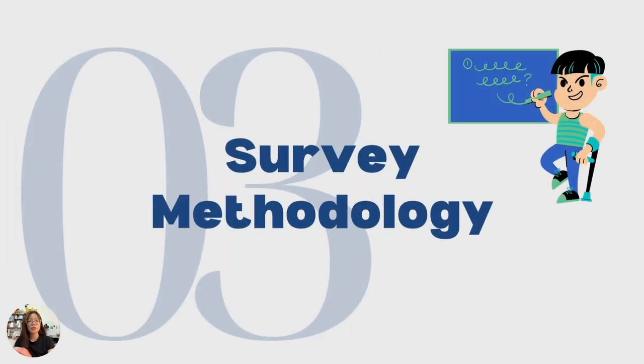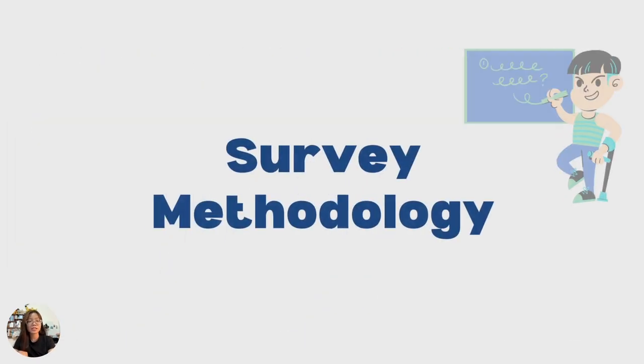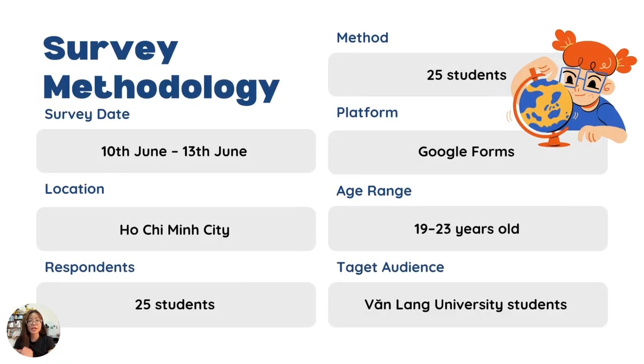And now we move on to the survey methodology. We used Google Form to collect responses from 25 Văn Lang University students, and the survey was conducted between June 10 and June 13 in Ho Chi Minh City. Our participants were between 19 and 23 years old. The information collected helps us analyze how culture influences student identity and daily life. And now we will continue with the next part of our presentation.